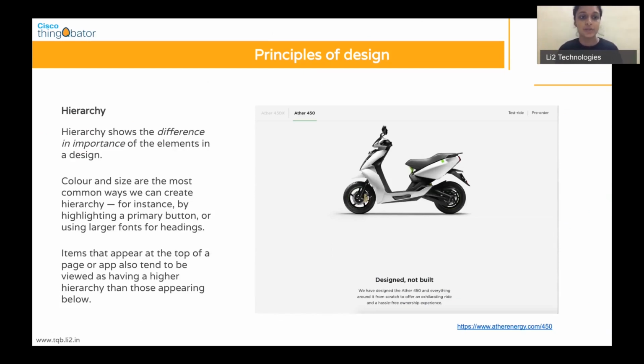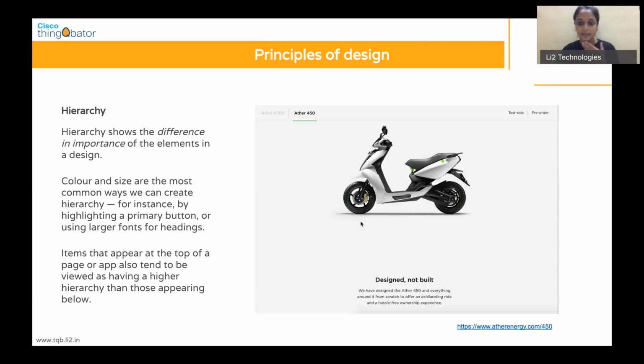So hierarchy shows difference in importance of different elements on the design. It can be through color, it can be through size, it can be through scale, or highlighting a primary button, or highlighting a heading by using larger fonts.